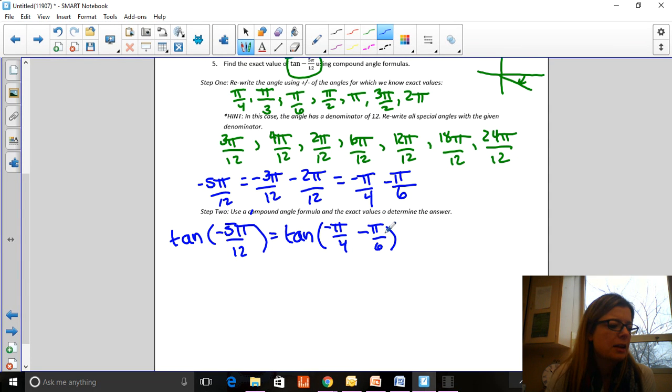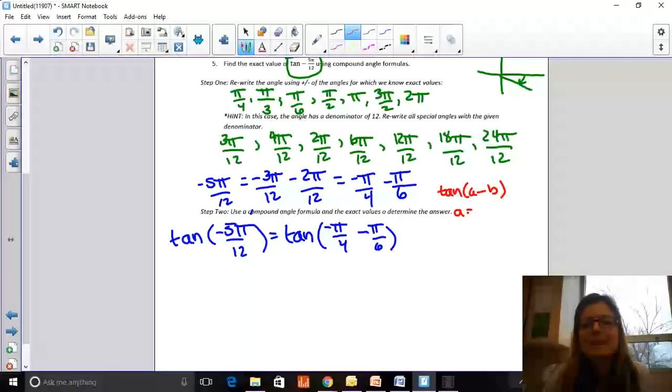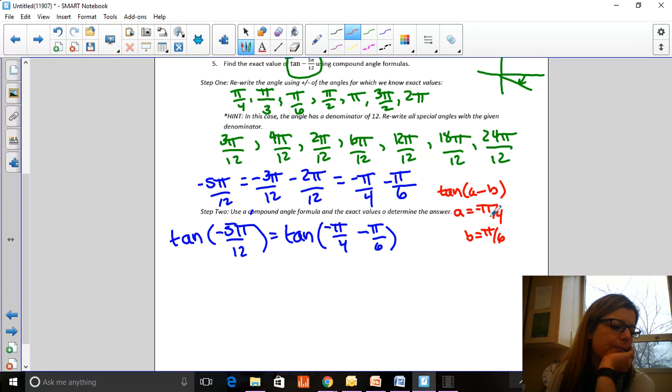Okay, so this is the compound angle formula where we have a tan of A minus B. Okay, so this is the form of tan A minus B. We got to be careful. A is negative pi over 4, and B is just pi over 6. Okay, so we're using that form. B is equal to pi over 6, not negative pi over 6, because we're using the form A minus B. So it's minus pi over 6. So B is pi over 6, but A is negative pi over 4.